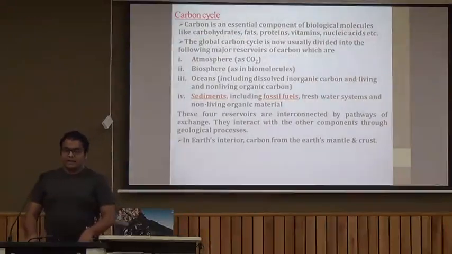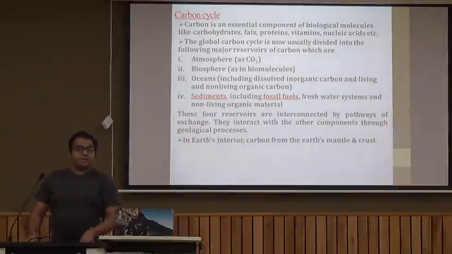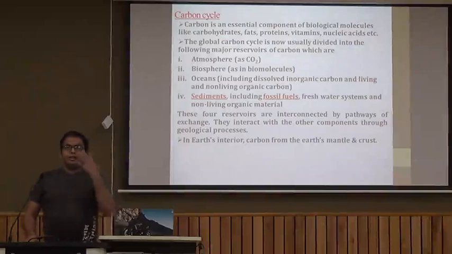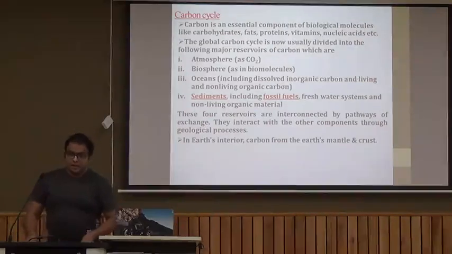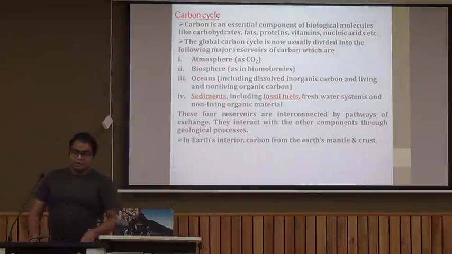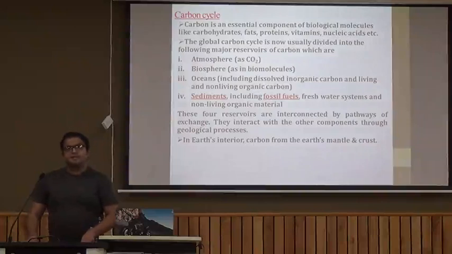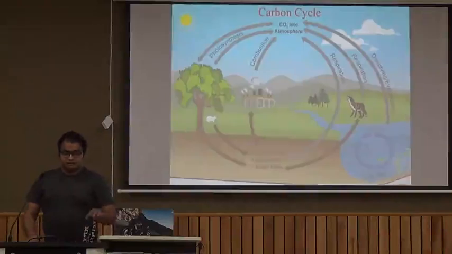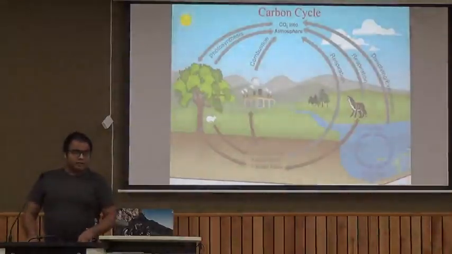The global carbon cycle is divided into 4 main reservoirs. In nitrogen there was only one. Here we have 4 different reservoirs: atmosphere, biosphere, oceans, and sediments, including fossil fuels. Now, these reservoirs are connected by the pathways, the steps involved in the carbon cycle, which involve exchange of energy and matter. In the earth's interior, carbon is present as mantle and crust. Now, this is the diagram to show the carbon cycle.